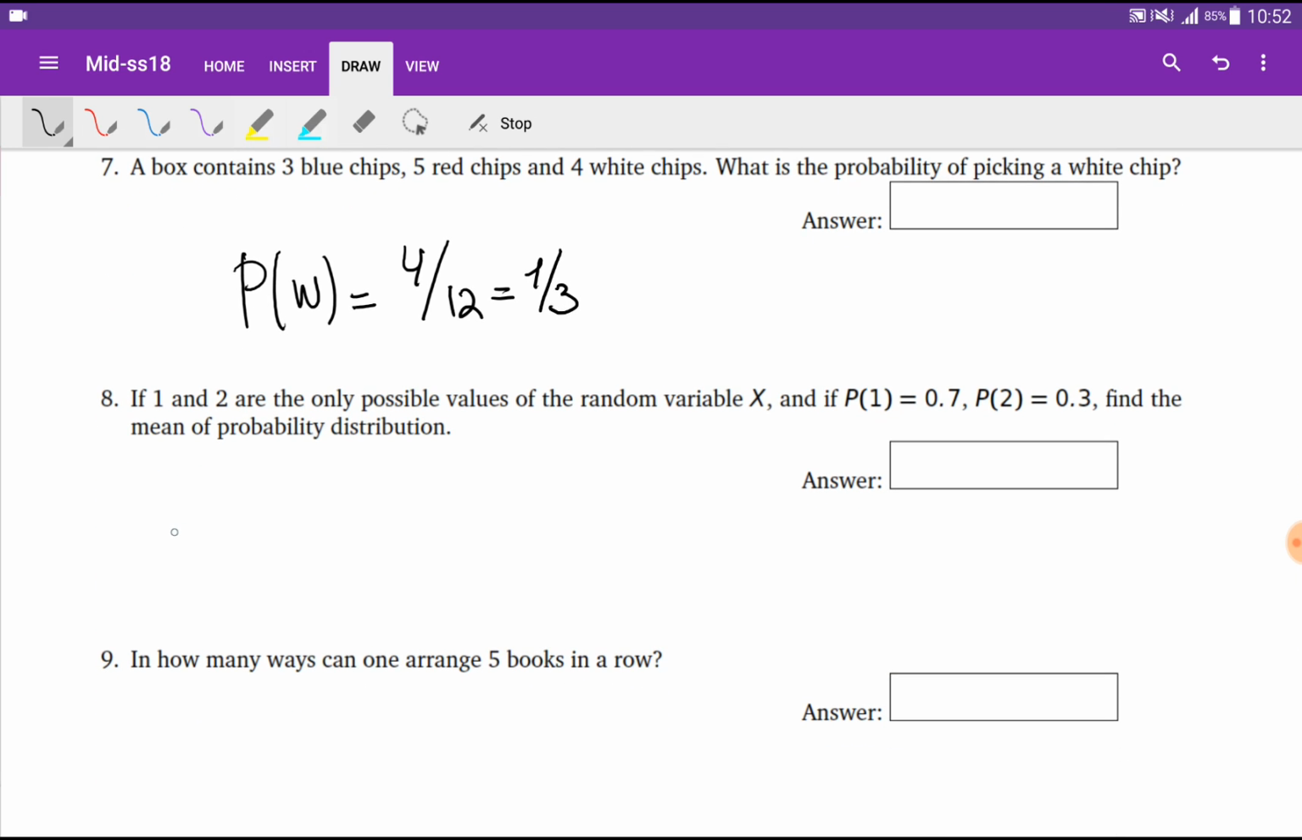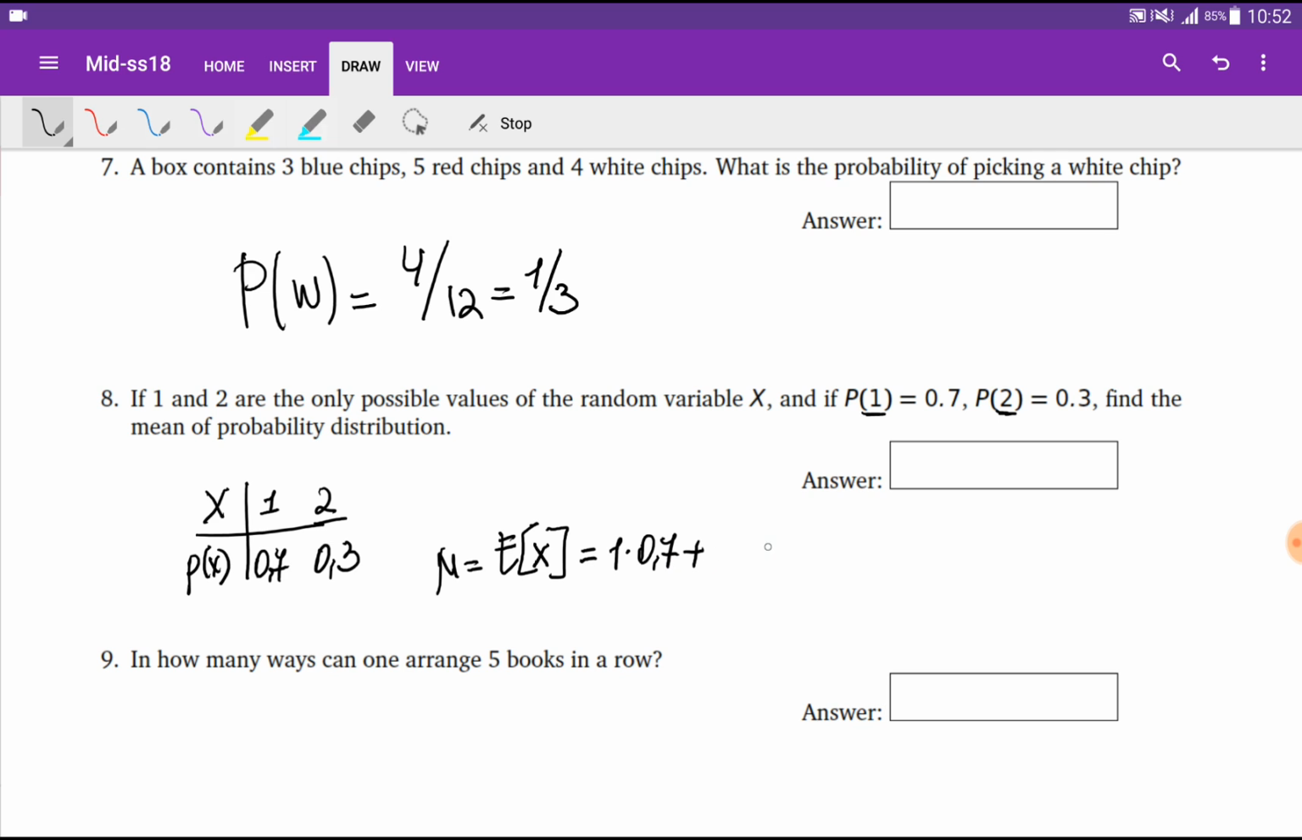In problem number 8, we're given the random variable which takes two values, right? So either it takes the 1, or it takes the 2, and what are the corresponding probabilities? Either 0.7 or 0.3. So the mean is nothing else but the expected value of this random variable, calculated by multiplying each output by its corresponding probability and summing this at the end. So if we calculate this, we'll get 0.7 plus 0.6, which is 1.3.